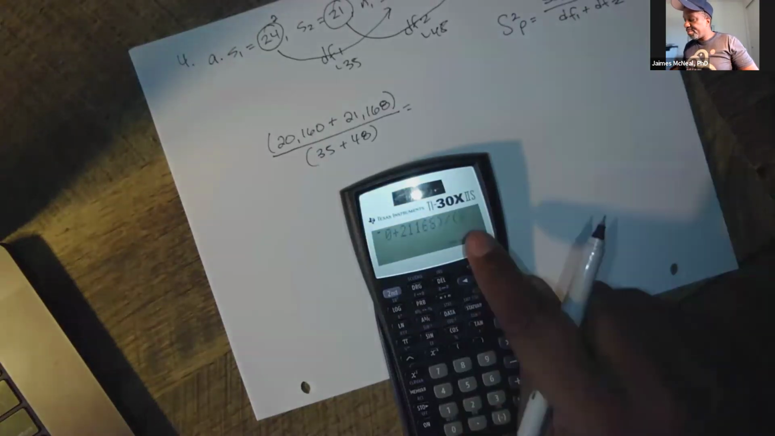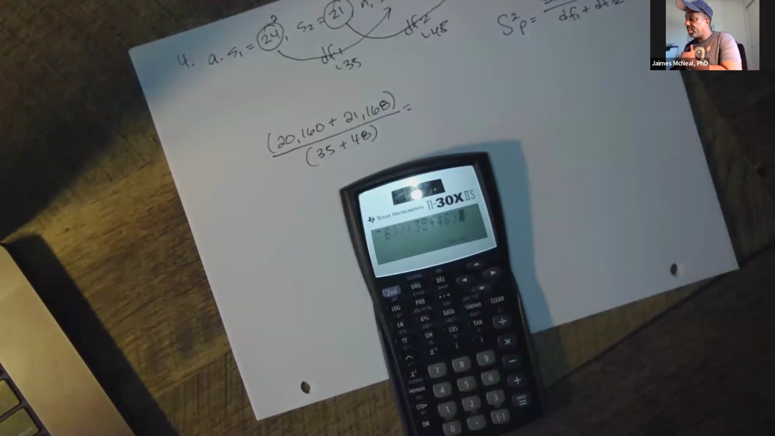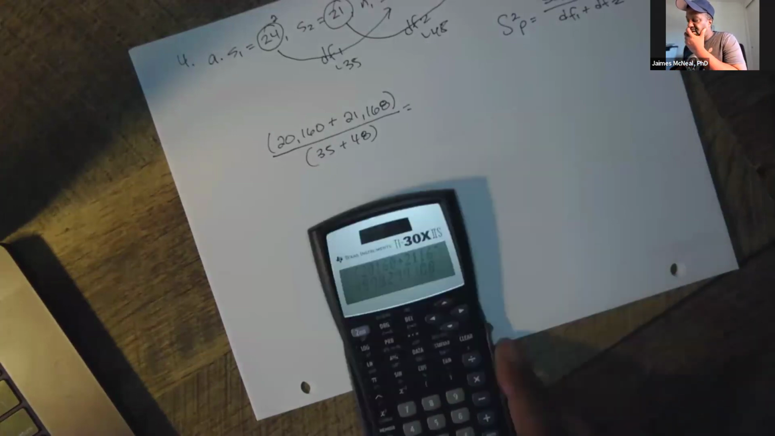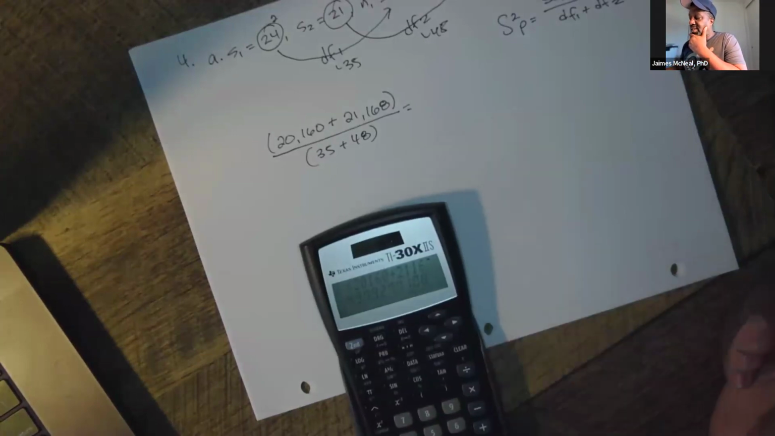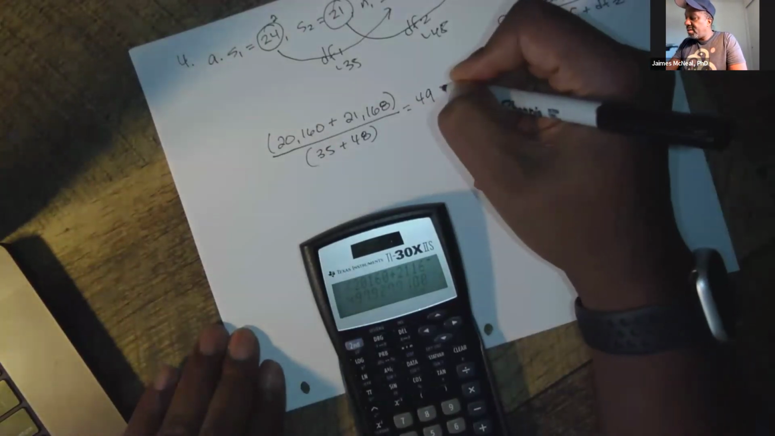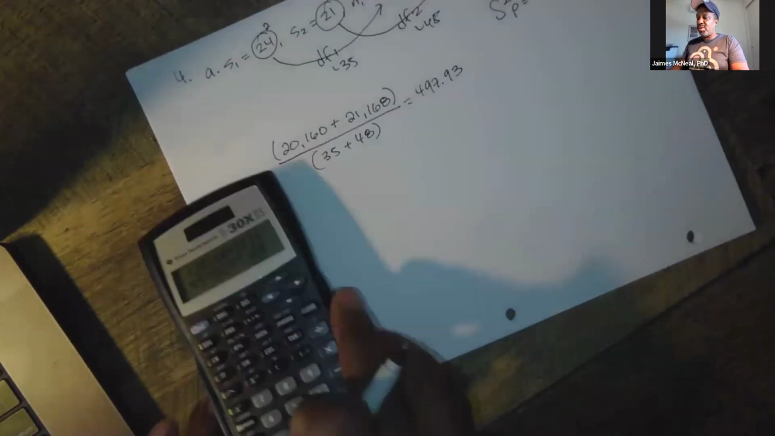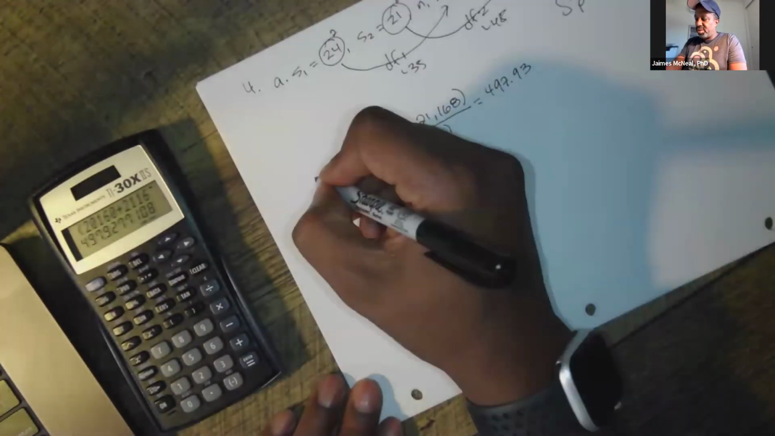We'll start again with the left parenthesis, the sum of 35 plus 48. All right, so we get 497.927. 927 means we rounded up to 93. 497.93. Perfect. So that's now the pooled variance.